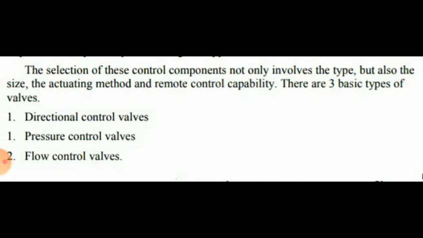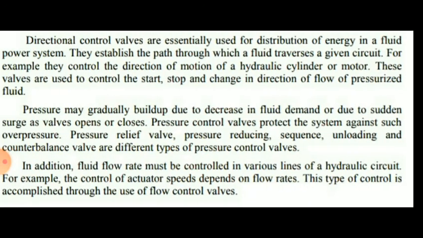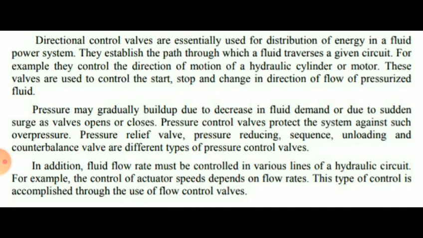First is the direction control valve, second is the pressure control valve, and third is the flow control valve. Direction control valves are essentially used for distribution of energy in a fluid power system. They establish the path through which a fluid traverses in a given circuit. For example, they control the direction of motion of a hydraulic cylinder or motor. These valves are used to control the start, stop, and change in direction of flow of pressurized fluid.